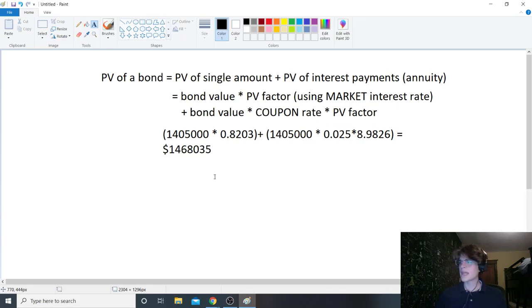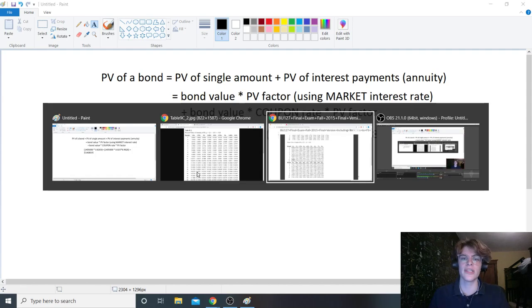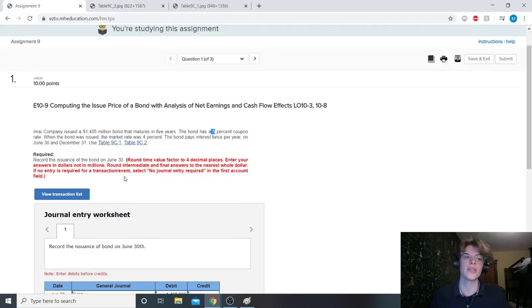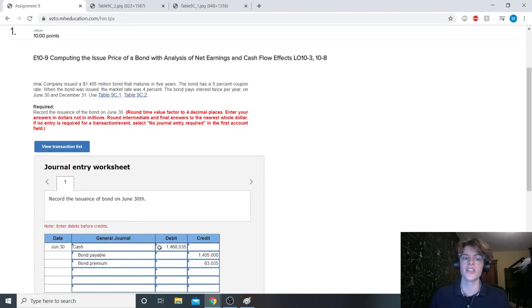So what does that represent? That represents the amount that the bond is going to sell for. So initially, when we're making this journal entry here, if we're issuing that bond, then we're selling it. So we are getting that much in cash. On the other end, our bond payable doesn't change. It's just the amount that we're going to have to pay out at the end.